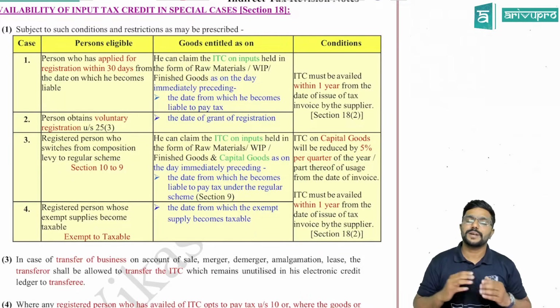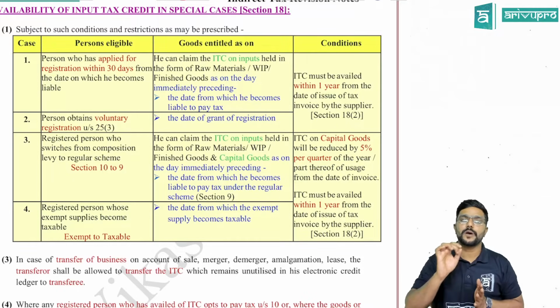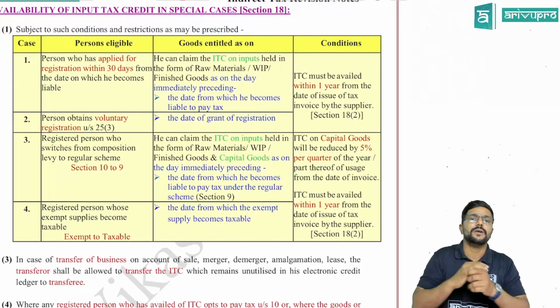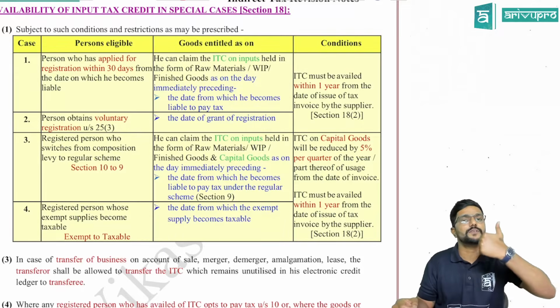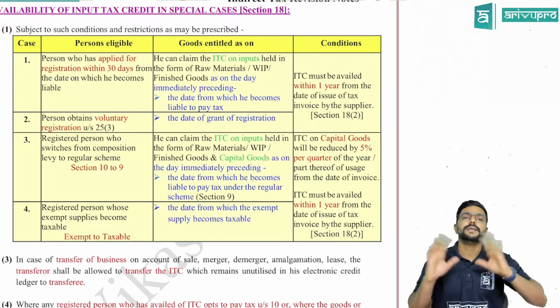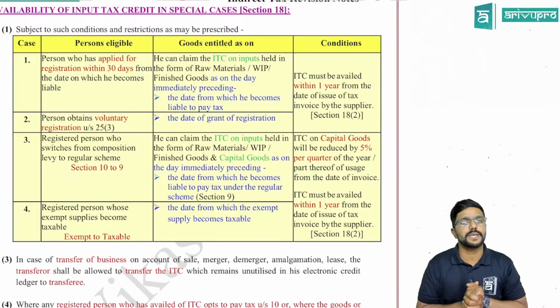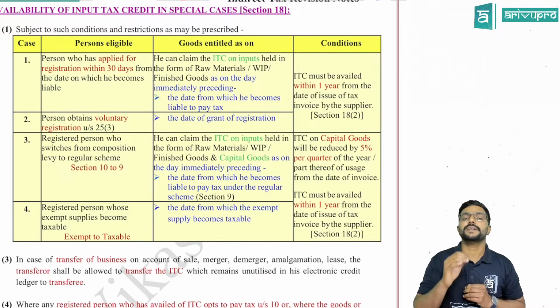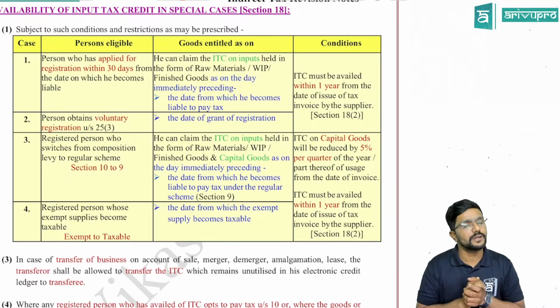Next, coming to a person who obtains the voluntary registration, on whatever date the registration is granted to him, that is the effective date of registration. Preceding that day, whatever inventory he has of raw material, WIP and finished goods, he can claim the input tax credit of the same. But for both the cases, the credit should be claimed within 1 year from the date of issue of invoice. Means the goods cannot be more than 1 year old.